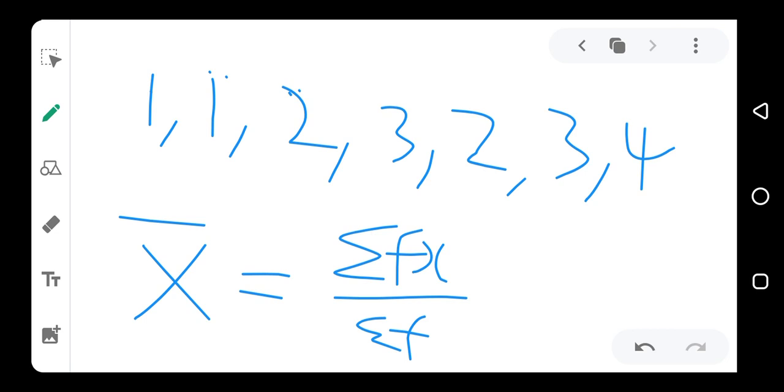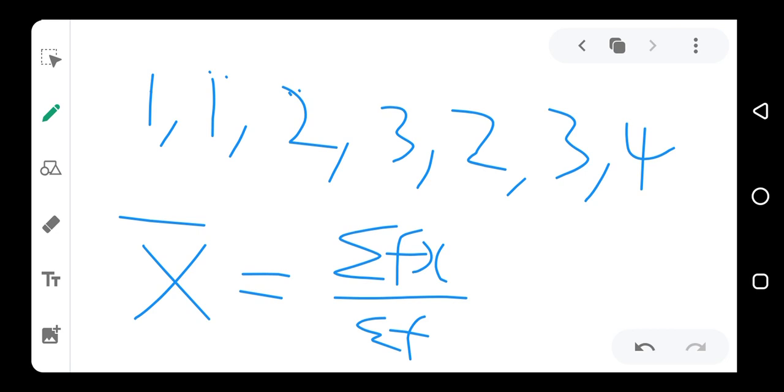If the values in the data set are occurring more than once, then we are going to be talking about frequency. The frequency means the number of occurrences of the numbers. So we are going to use it in calculating the mean. To do that, we calculate sigma fx. Sigma fx means the total of the frequency times the values.